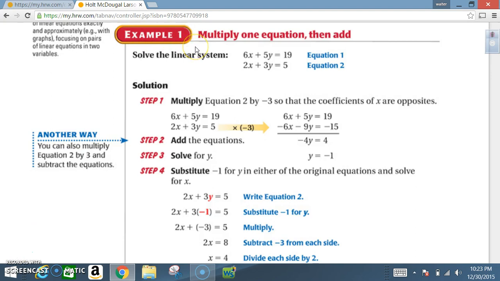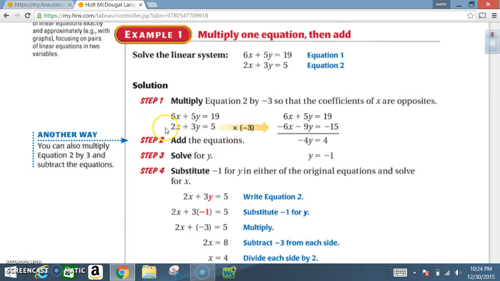Example 1. Multiply one equation, then add. Solve the linear system 6x plus 5y is equal to 19 and 2x plus 3y is equal to 5. Solution. Step 1. Multiply equation 2 by a negative 3 so that the coefficients are opposites. So here's our original equation, 6x plus 5y is equal to 19, and then we got 2x plus 3y is equal to 5. Now we're going to multiply the bottom equation by a negative 3.